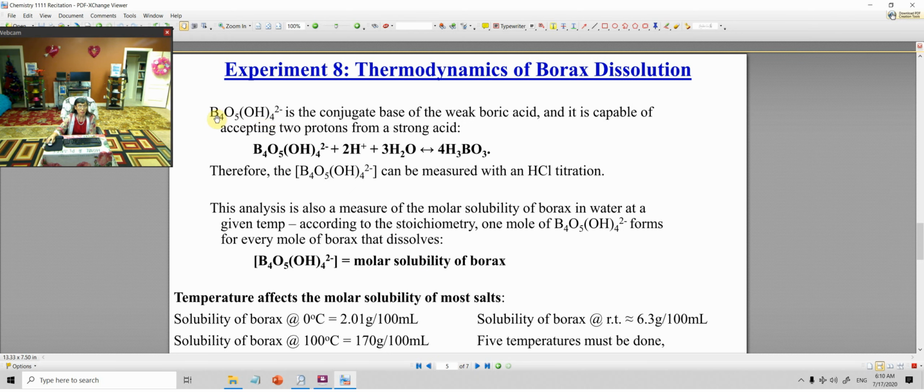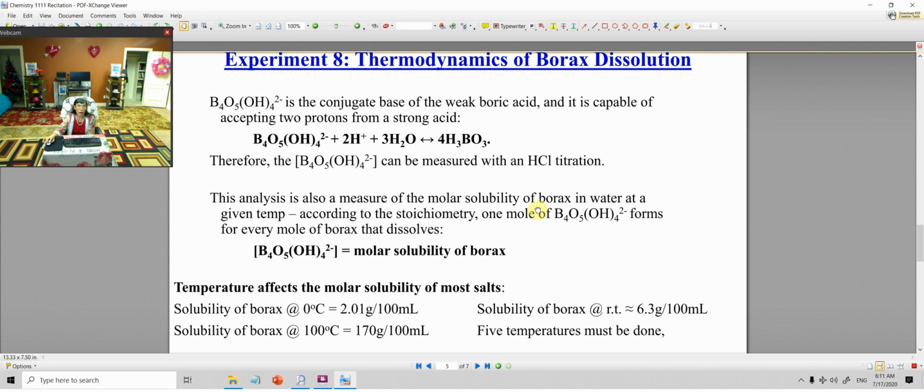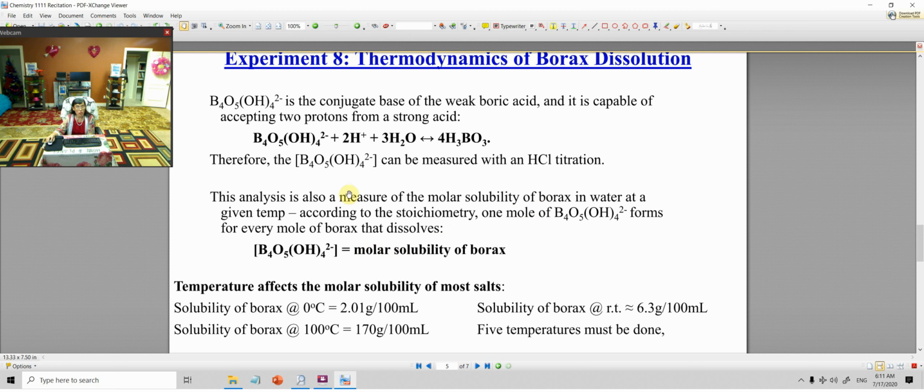So again, this borax negatively charged ion is a conjugate base of your weak boric acid. You can see this negatively charged ion is capable of accepting 2 different protons. So therefore, you are going to again use a titration curve to determine the amount of your borax. So molar solubility for your sodium borax is the same as this negative ion, 2 times your sodium. This table essentially lists the molar solubility of this borax at different temperatures for your reference.